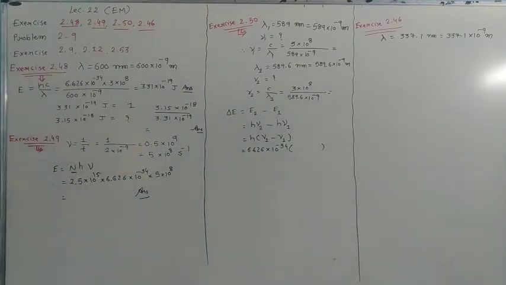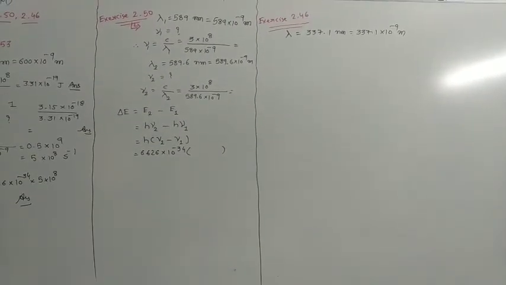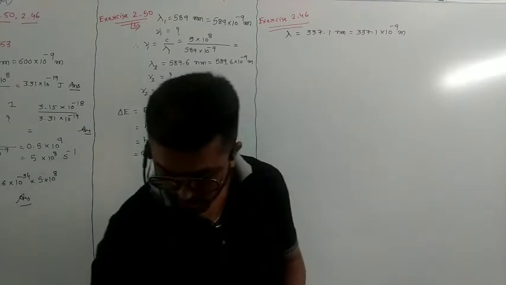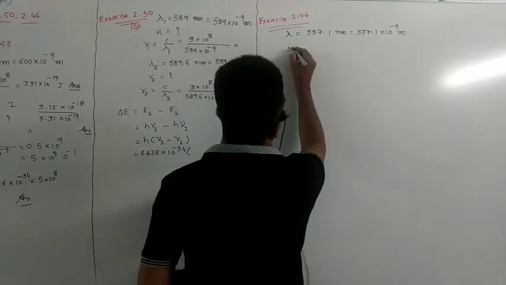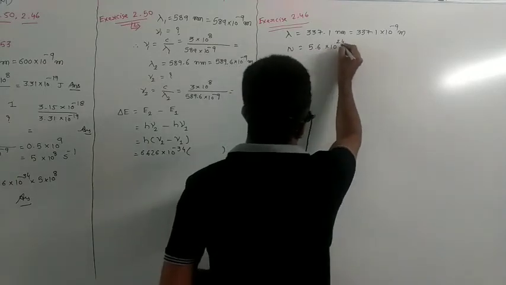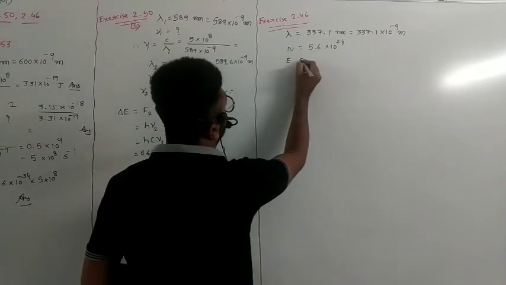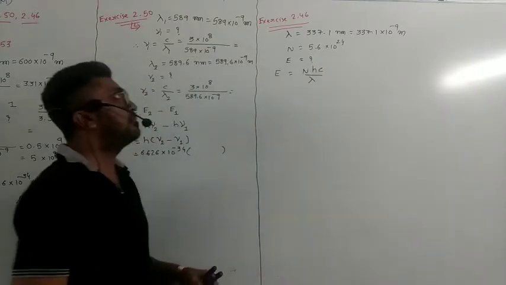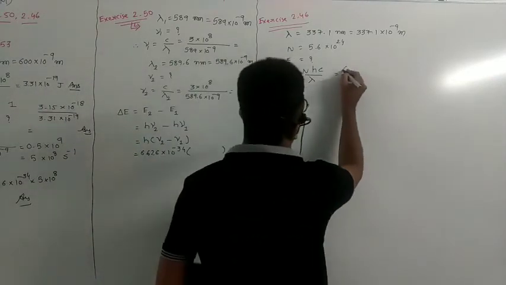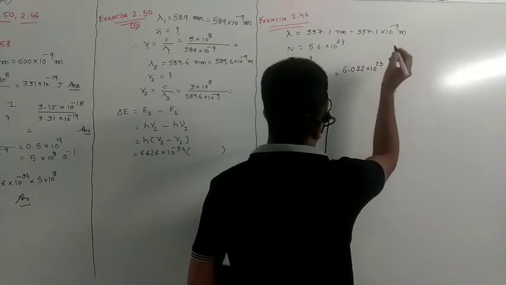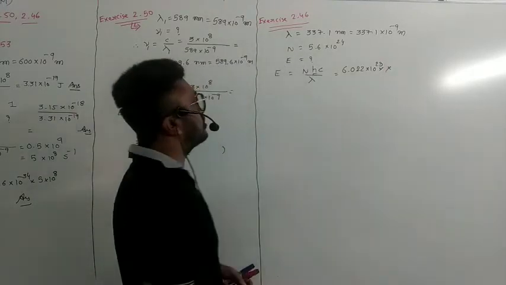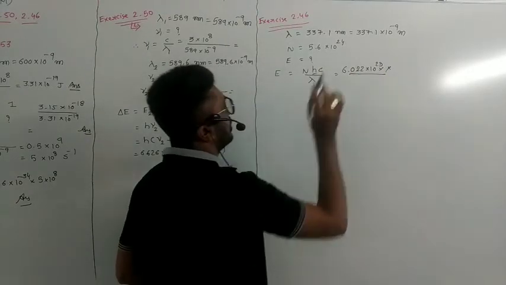Before starting this numerical, first of all, I will watch the board. Okay, now I have to change direction. So lambda, 337.1 into 10 raised to minus 9 meter, is our lambda. Then the number of photons is 5.6 into 10 raised to 24, and we have to calculate the energy. So the formula is simple: E is equal to n h c by lambda, because we have the value of lambda. Now we will put all these values: 6.022 into 10 raised to 23 into Planck constant 6.626 into 10 raised to minus 34 into c, 3 into 10 raised to 8, upon lambda, 337.1 into 10 raised to minus 9.